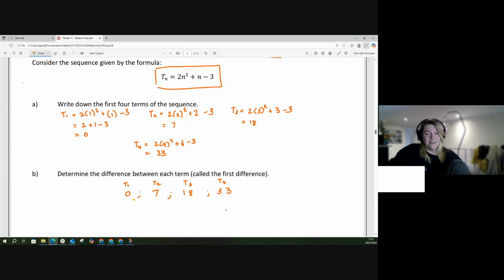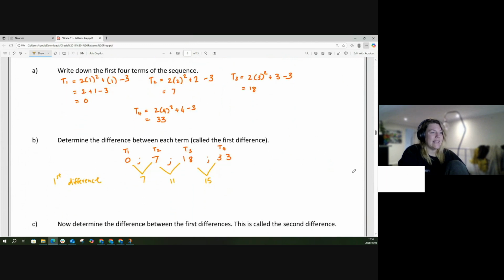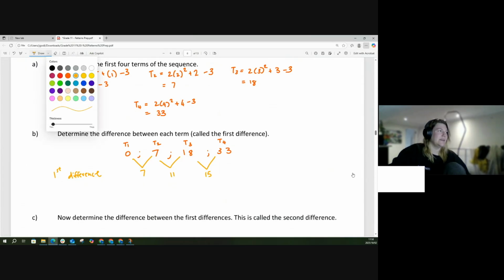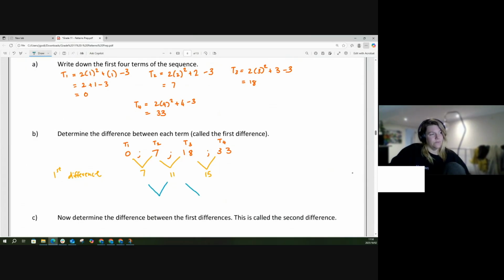So if I have a look here, it's fine. 7, and then 11, and then 15. So this is my first difference. Cool. Next, you're going to work out the second difference. So the second difference is going to be from those two.